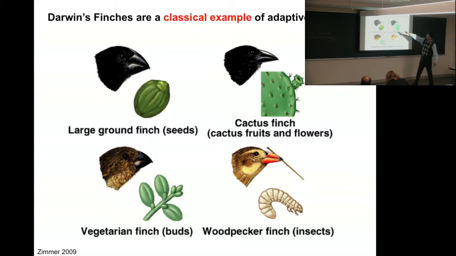The ground finches, which have very deep and broad bills, use them to crack seeds. The cactus finches have this very pointed bill, which they use to penetrate into cactus flowers or fruit. The vegetarian finches have very deep but very narrow bills, which they use sort of like garden shears to cut young leaves and eat them. And the woodpecker finch, for example. These are just examples out of about 18 species.